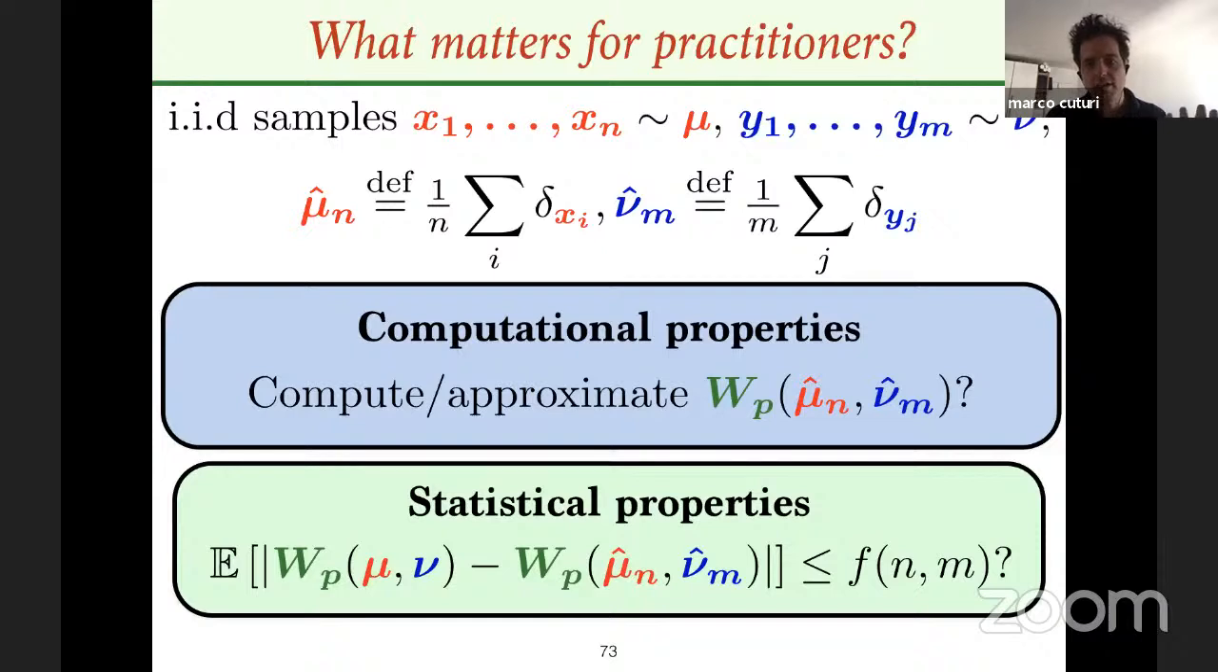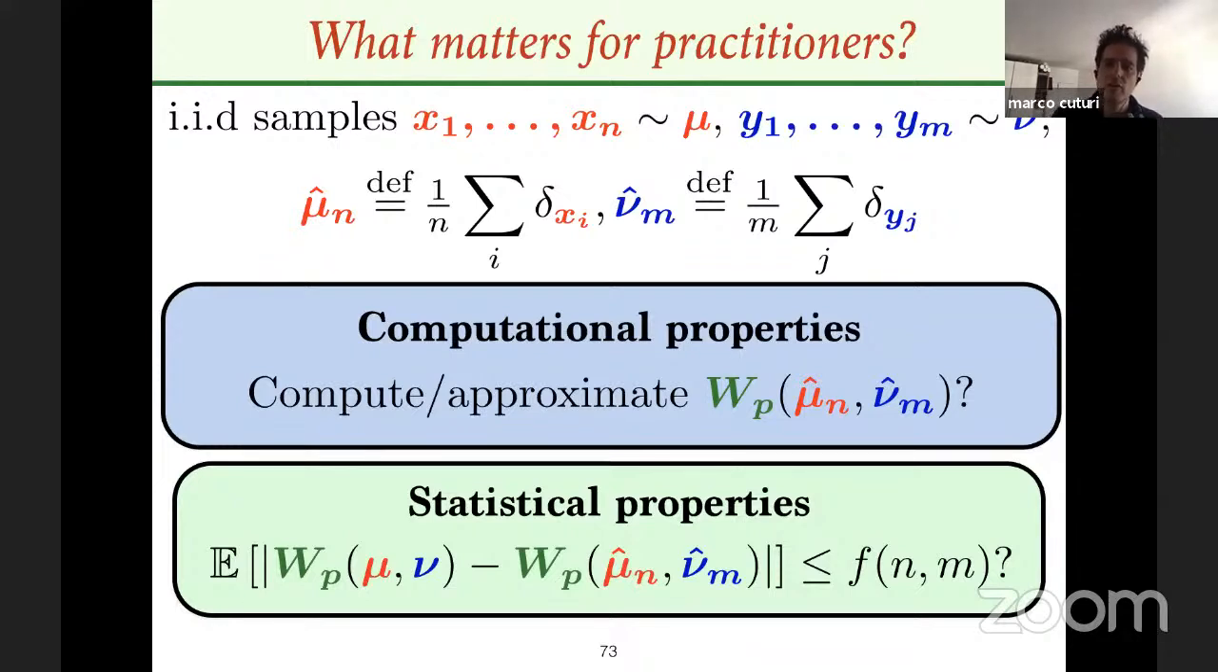So the first one is essentially how long does it take for me to compute the Wasserstein distance or whatever proxy between two discrete measures that are samples from an underlying distribution. And the second is the statistical one, in the sense that, okay, I might devote some effort to compute that, but the question is how close is it to the actual true quantity that I'm trying to deal with?